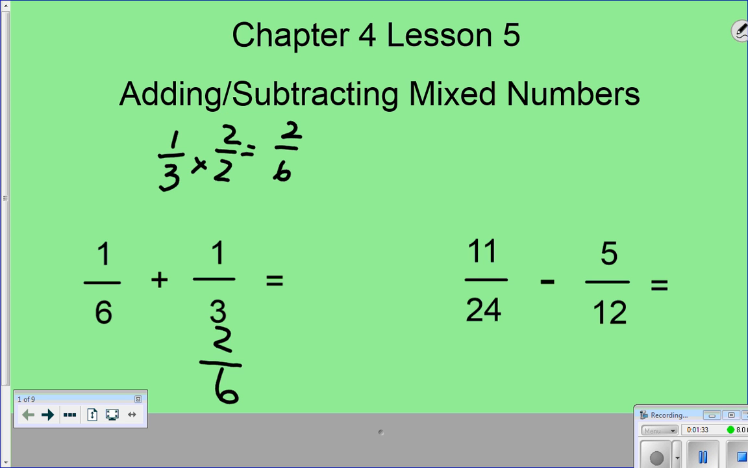What did you get when you added them together? Mr. Augustine, what did you get? Yeah, and then what do you got to do? Yeah, I'm going to reduce to 1/2. Don't forget to reduce if you can reduce. Don't forget. All right, what about this one?